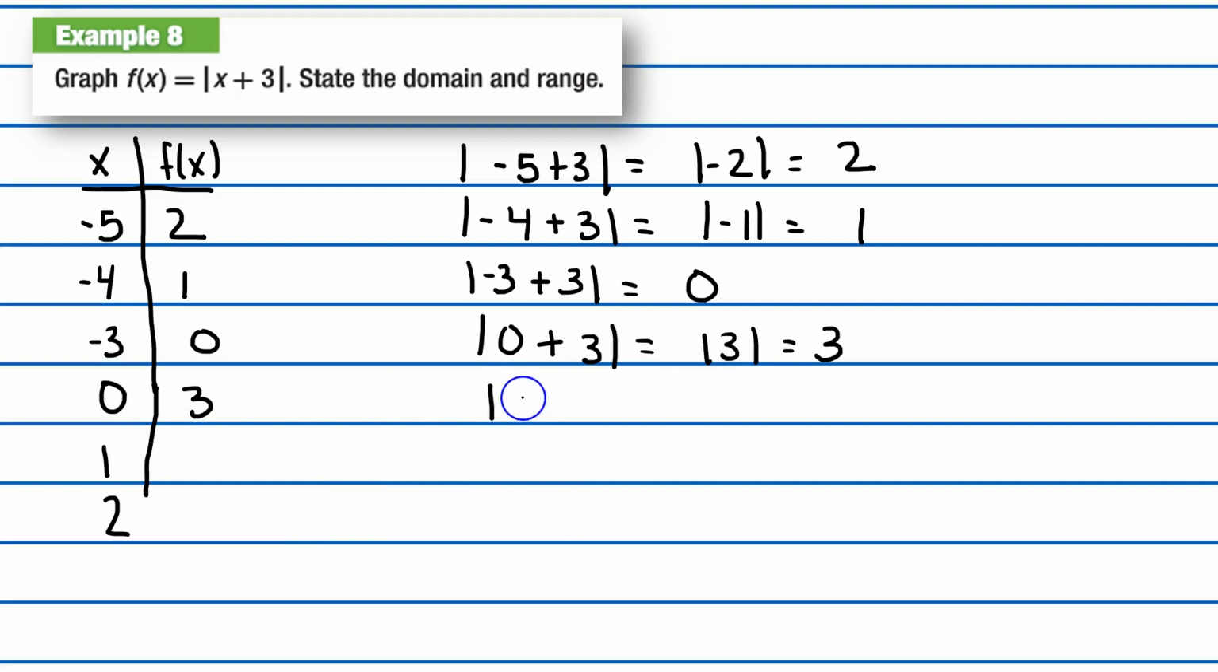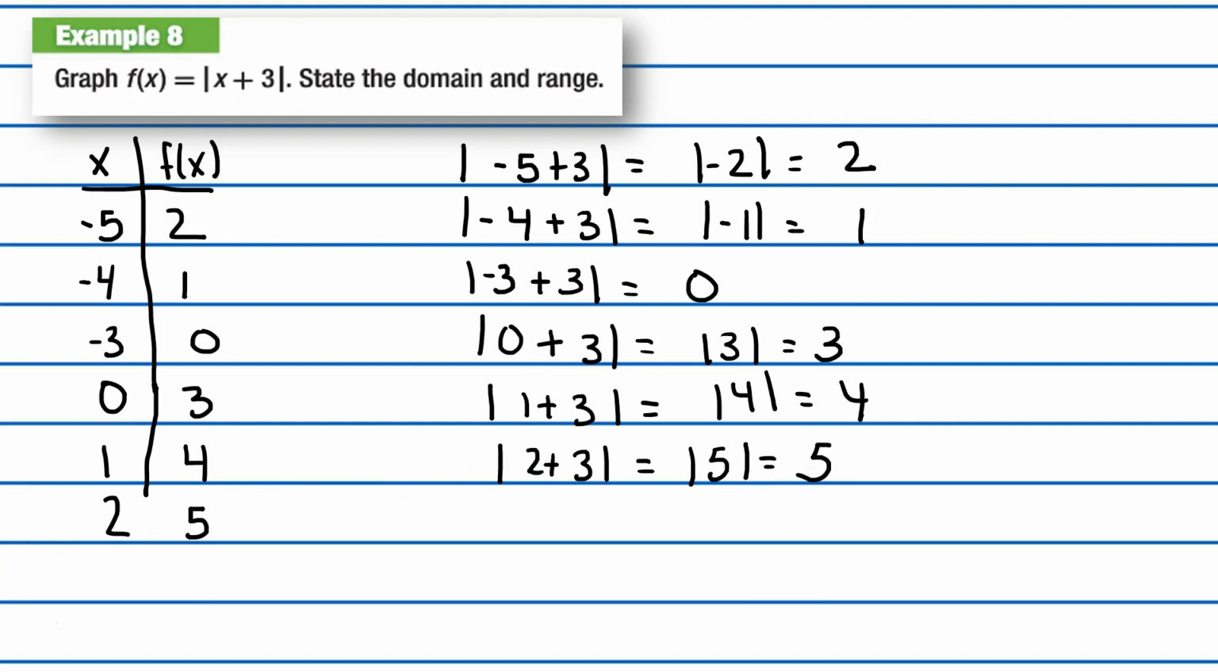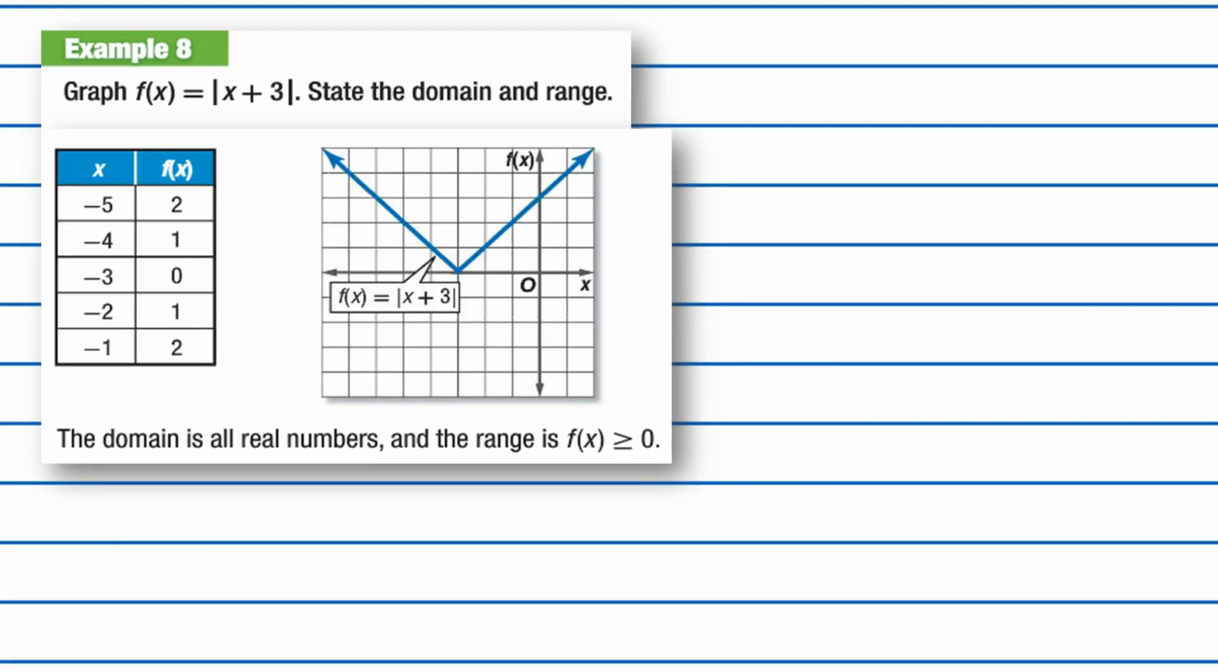And then we have 1 plus 3 within our absolute value. That'll give us absolute value of 4, which is still 4. And let's do this last one. So 2 plus 3. That gives us absolute value of 5, which is equal to 5. So then we're just going to go ahead and plot the points and connect those dots, because it's going to make a V. And as you can see here, here's our graph.